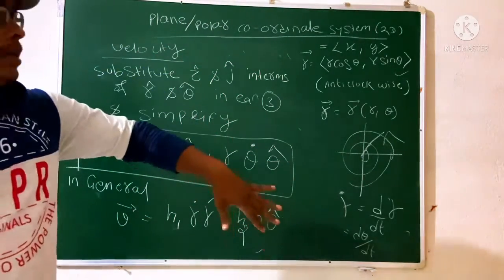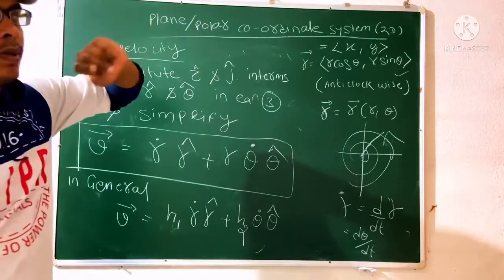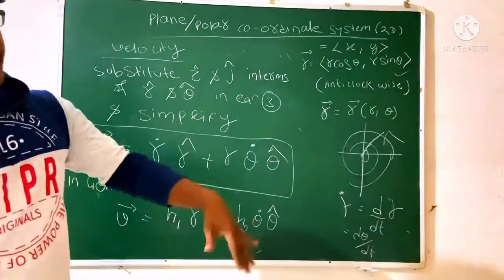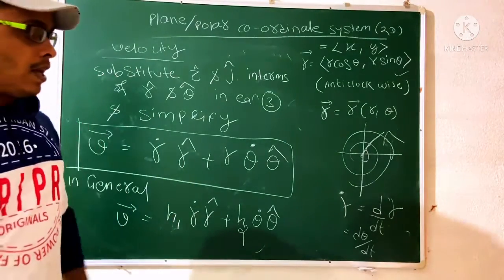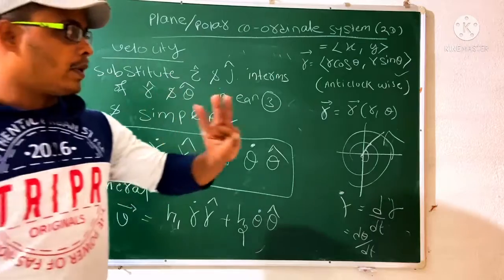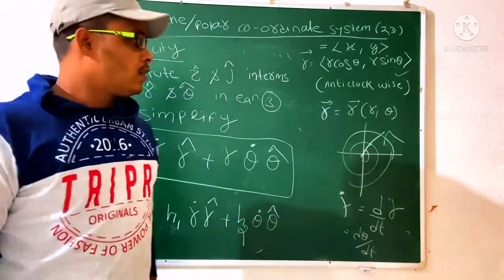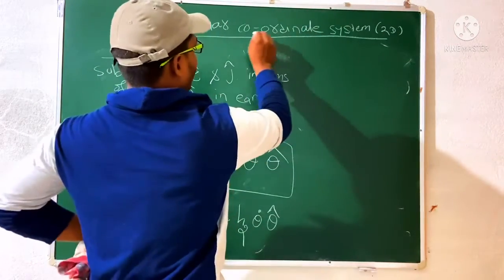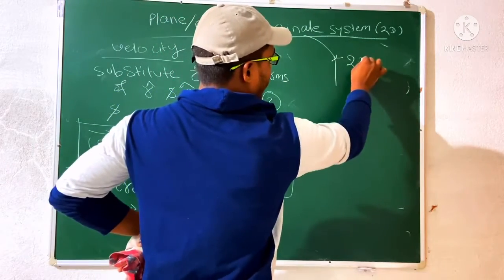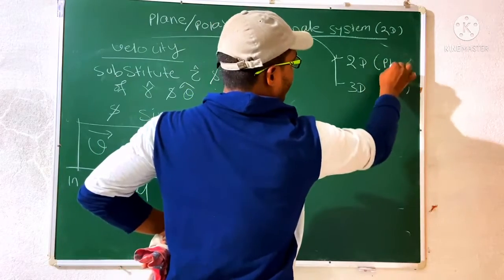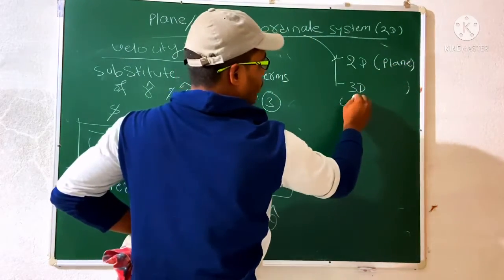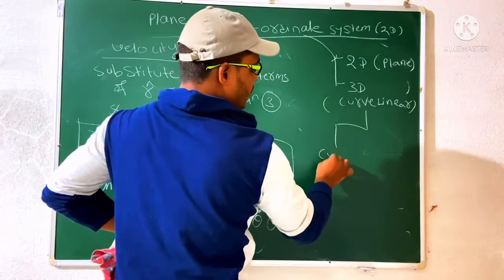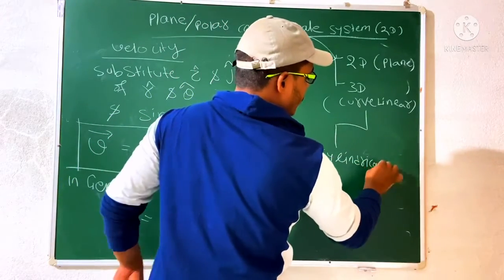When we go to the curvilinear coordinate system, there are two types: one is 2D, another is 3D. In 2D we discuss the plane polar coordinate system, and in 3D we will discuss the curvilinear coordinate system. In the curvilinear coordinate system, there are three components: r, theta, and another will be phi or z. The 2D is nothing but the plane polar coordinate system, and the 3D is the curvilinear coordinate system, and the curvilinear has two parts: one is cylindrical and another is spherical.